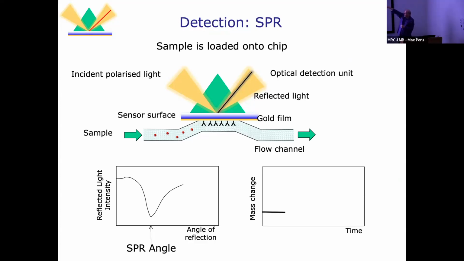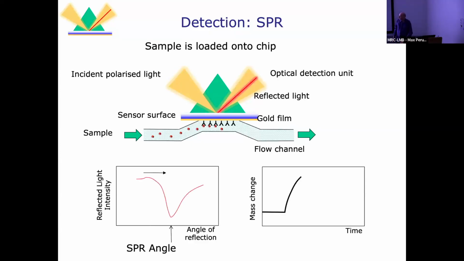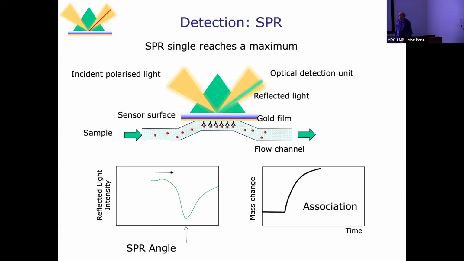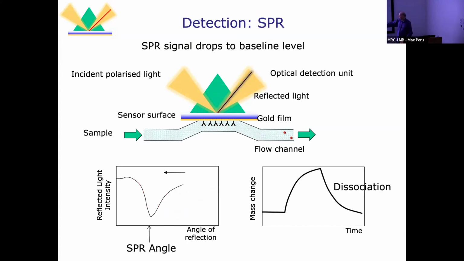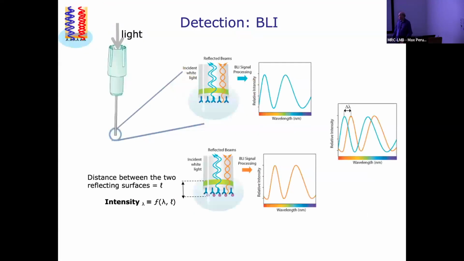So if you look at the light coming back off at a certain angle, you can see at the bottom here there's a dip in the light intensity, and that's called the SPR angle. That will depend on the refractive index between the solution and the gold and the glass. And so if anything binds onto that surface, you'll get a change in the angle. And then when you start to flow buffer off, the angle will go off again. Right? So you can look at association and dissociation.